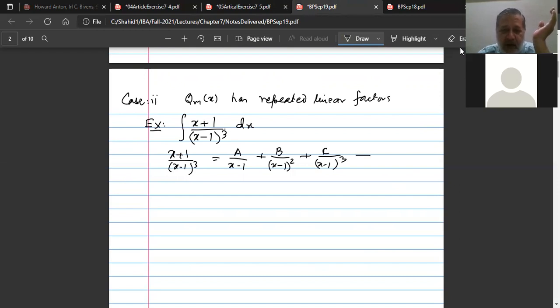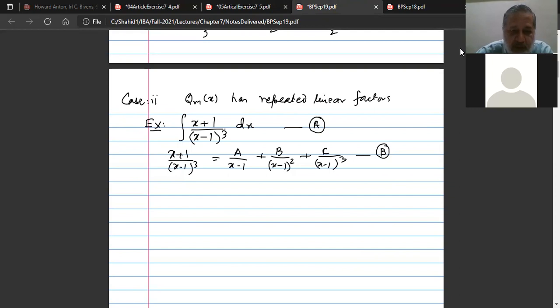Now, this is our question. Partial fraction technique suggests that algebraically we can write it down like this. And then we have to find the values of A, B, and C. Once the numerical values of A, B, and C are obtained, this integral can be solved. Again, multiply both sides by the denominator.